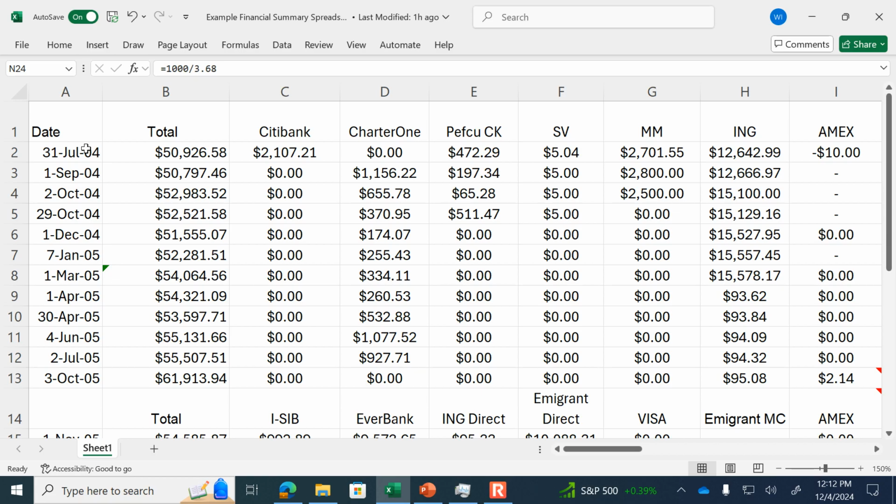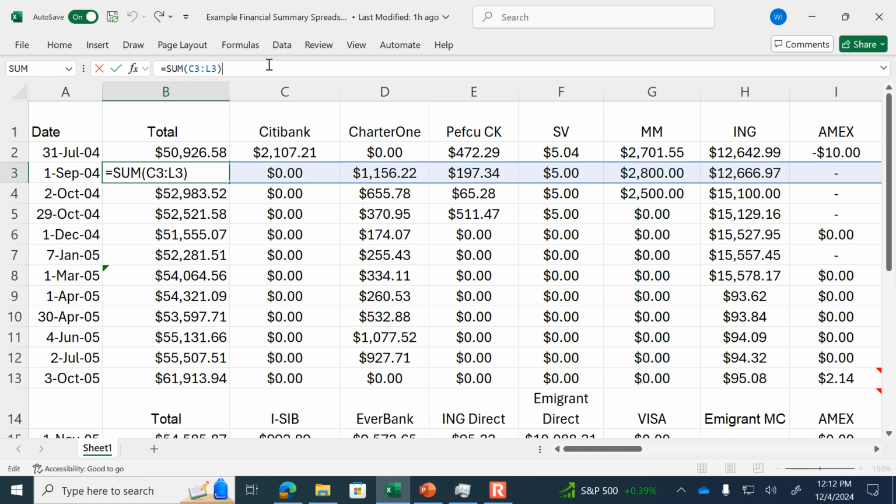And I had how much was in my Citibank account. I switched bank accounts occasionally depending on who had the highest interest rate or what was the promotional offer here or there. So I put in a different column for every different place that I had my money. And then what I did is I added together everything that was to the right of it.